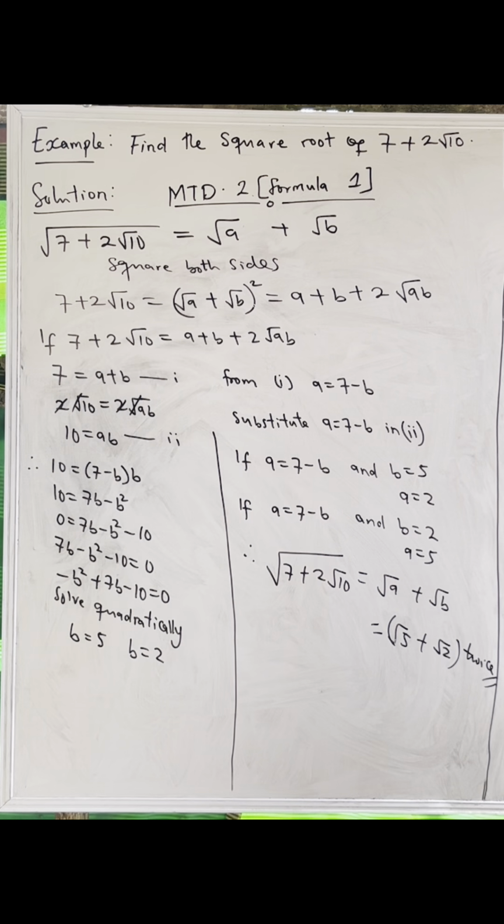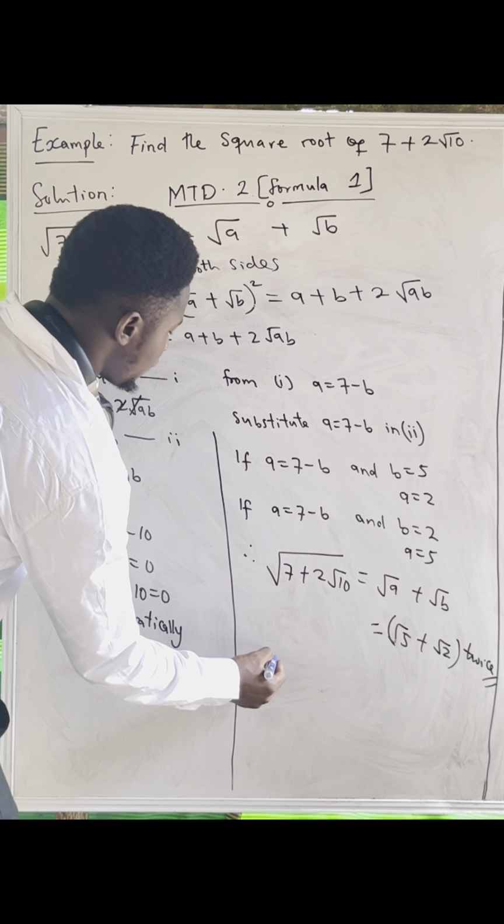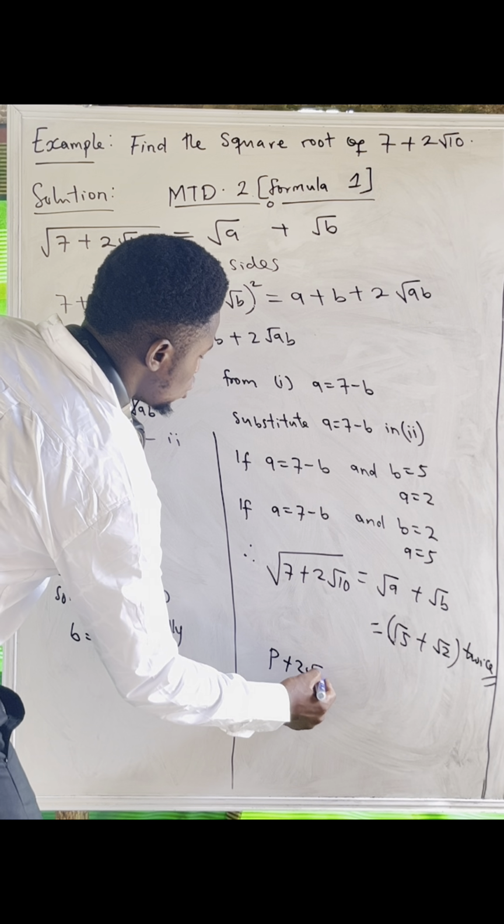So that's the answer, guys. We see that we got the same answer as when we were using the trick. So that's how to do it. This approach works for all the questions in the form of P plus 2 root Q.